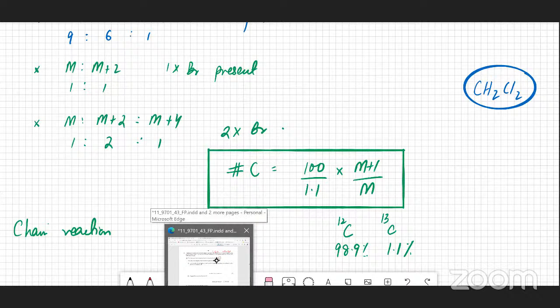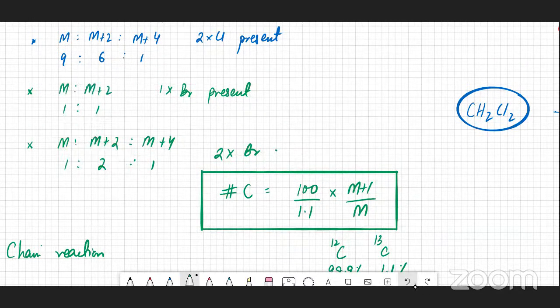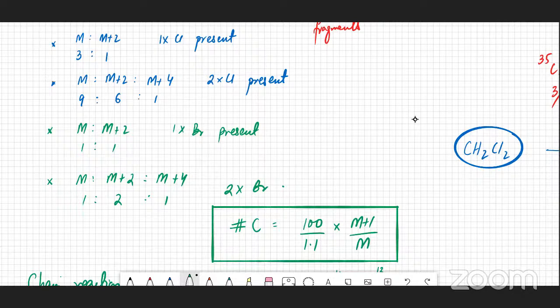So that's pretty much all about mass spectroscopy. One second. Achha, so that's pretty much all you have to know about mass spectroscopy.